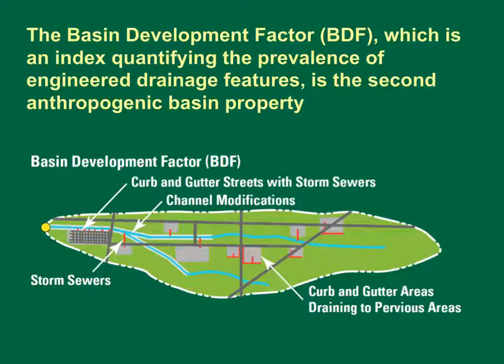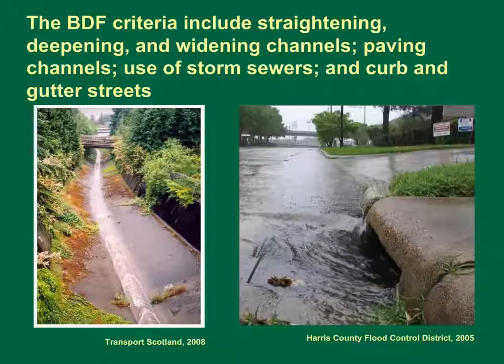To calculate the Basin Development Factor, divide the basin into equal thirds and give 1 point for each engineered drainage feature that is prevalent in each third of the basin. The Basin Development Factor criteria include straightening, deepening, and widening channels, paving channels, use of storm sewers, and curb and gutter streets. These engineered drainage features will quicken the runoff flows from the basin and the highway site.